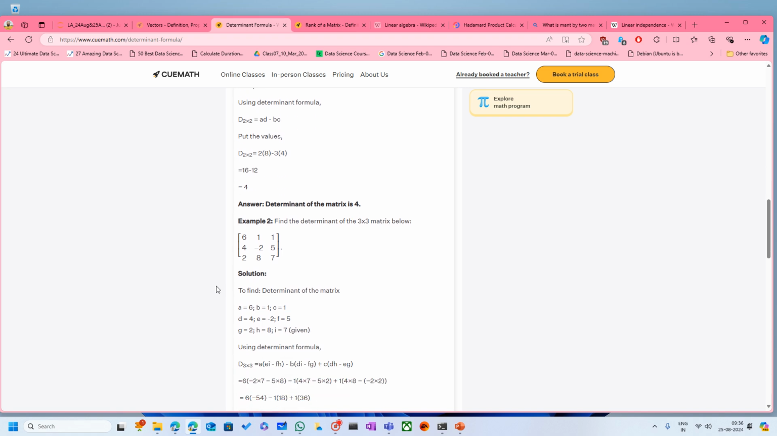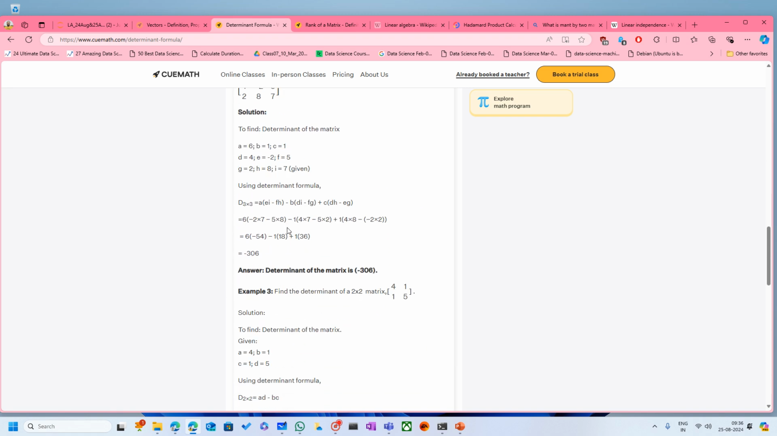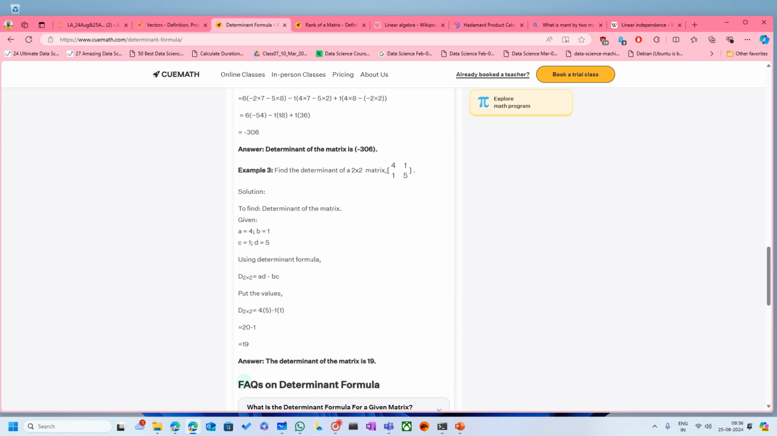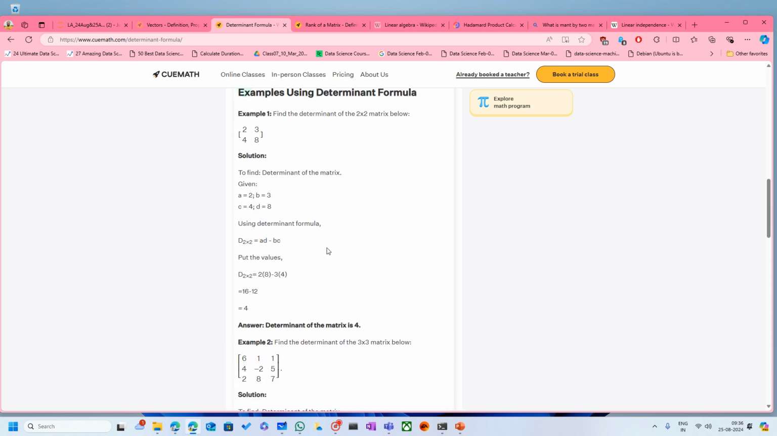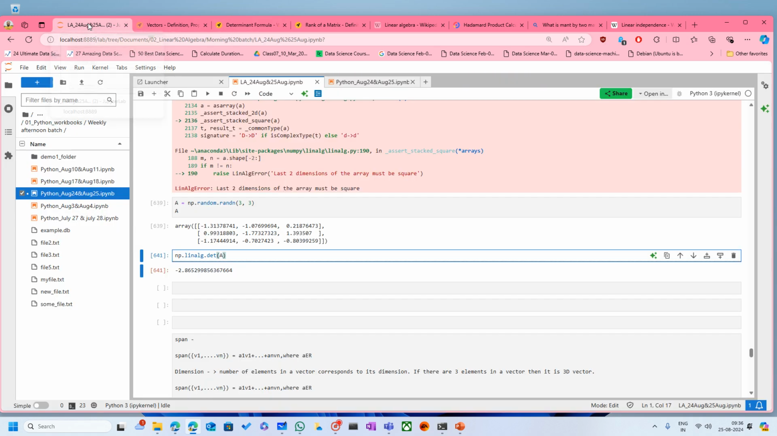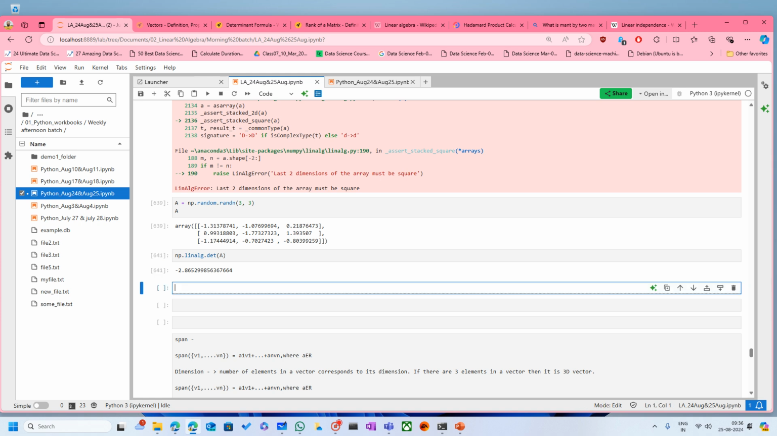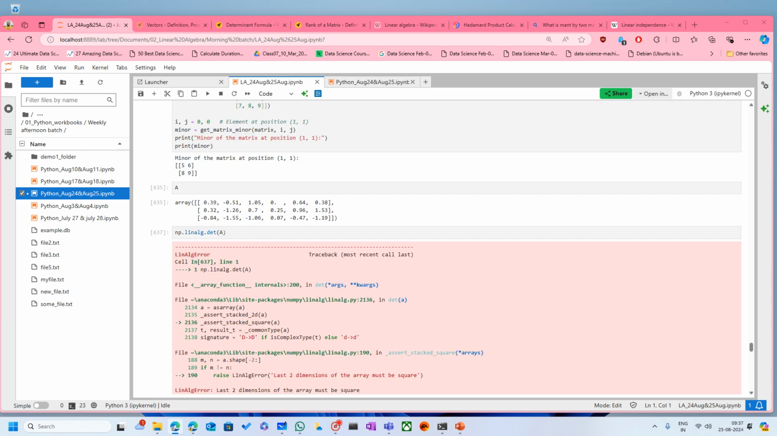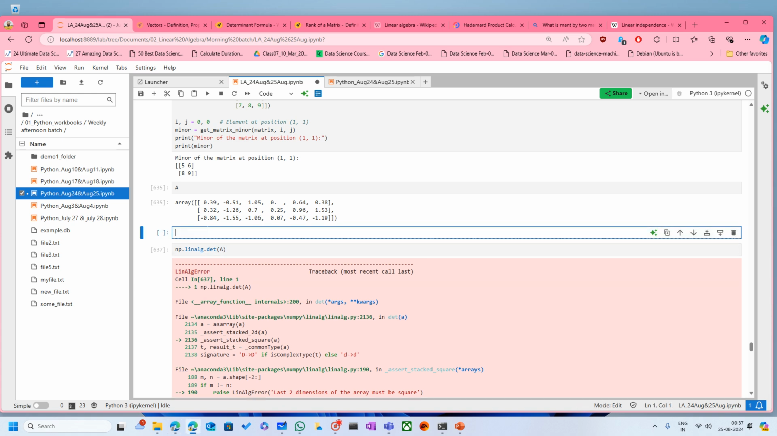If you would like to know more, you can go to this link, and you can practice there. Okay, so for us, we have a direct way of calculation. Any questions with determinants? No. Okay, so here I will add determinant.